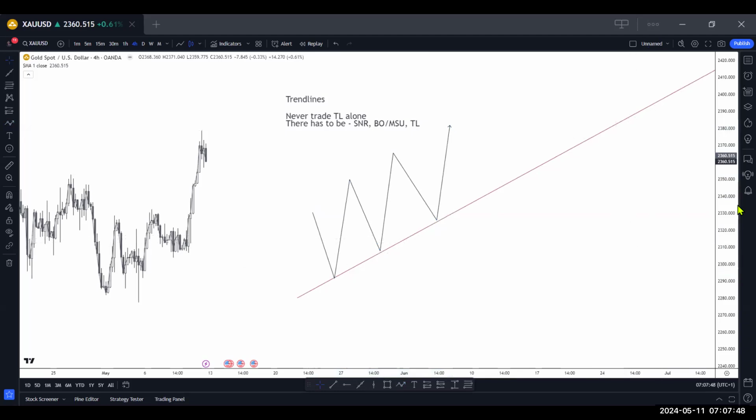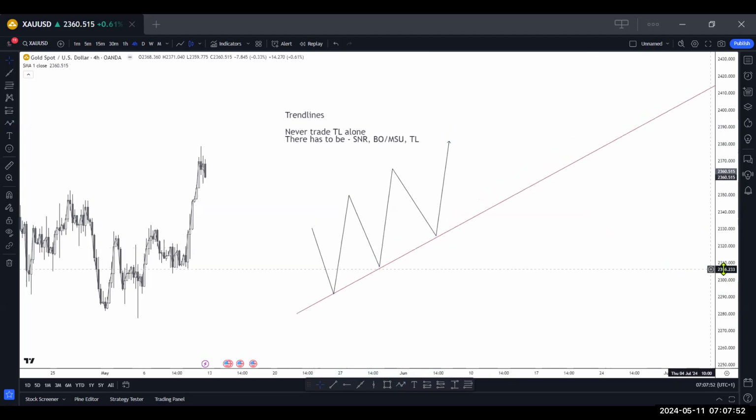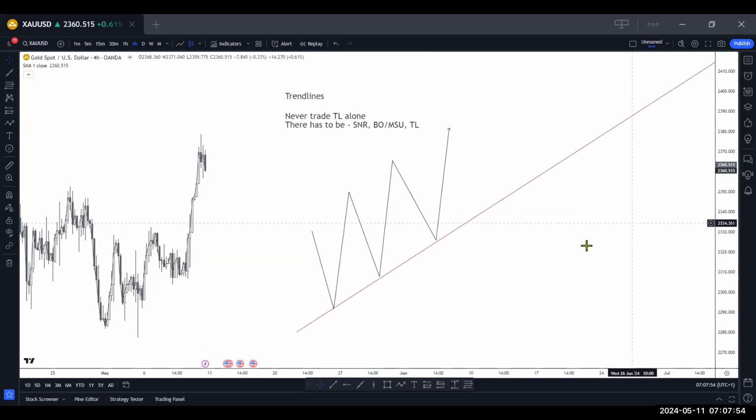Now I'm going to explain this in a much better way. Okay, so when we have a trend line, whatever type of trend line you have, the idea of drawing a trend line is that your first and your second touch must be on an engulfing.